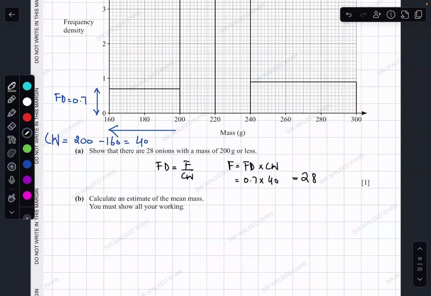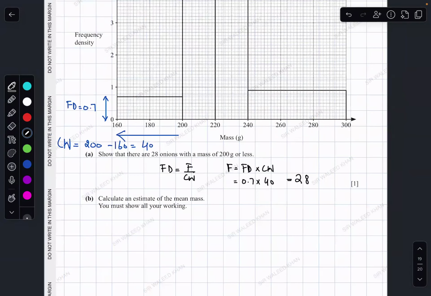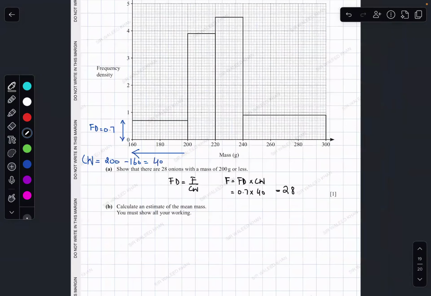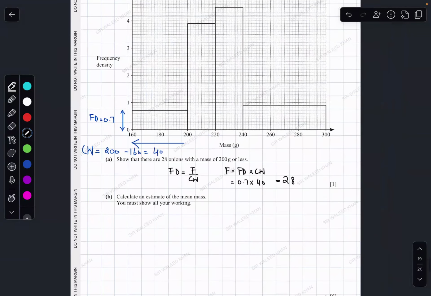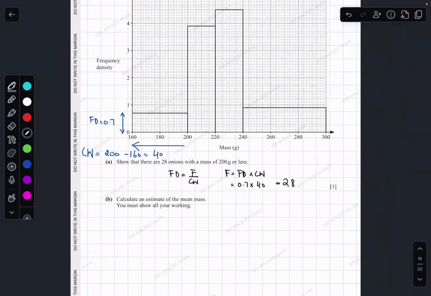Calculate the estimate of the mean mass. Okay. So to find the mean mass, we are given the histogram. What we can do is we need to find the mean mass, which is sigma fx over sigma f.